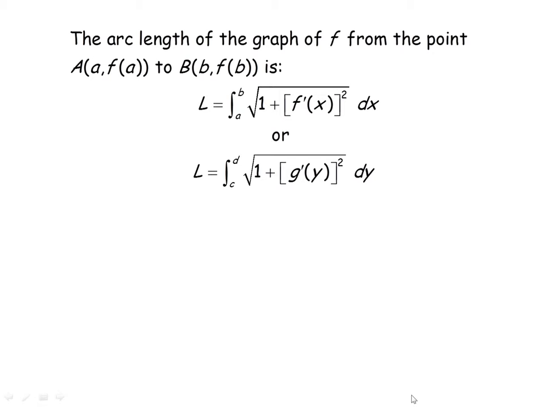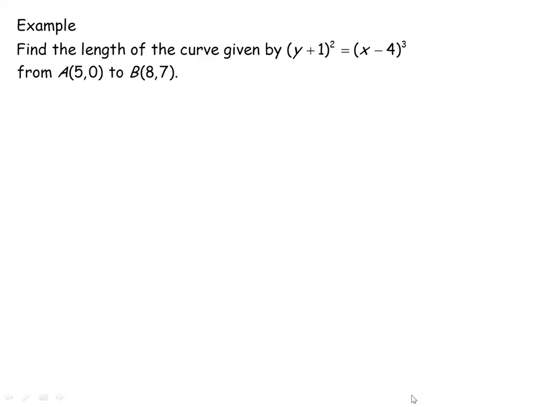I think that's it. Okay, so let's actually look at a problem. Find the length of the curve, and like I said again, you do not have to graph these. Find the length of the curve given by y plus 1 quantity squared is equal to x minus 4 quantity cubed from the points A is 5, 0, and B is 8, 7.